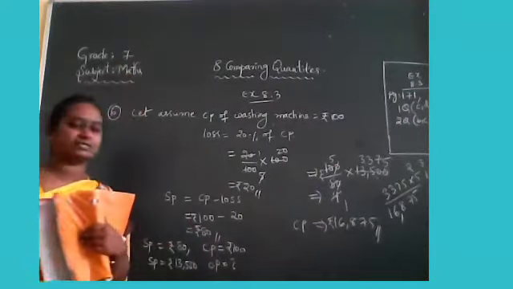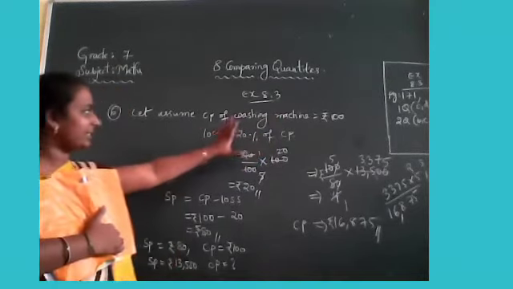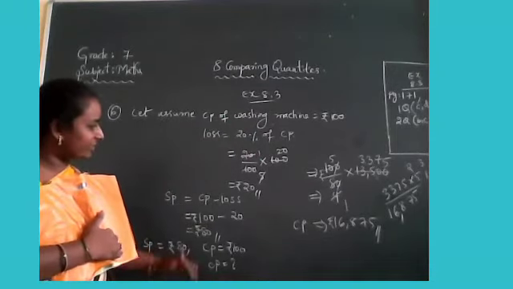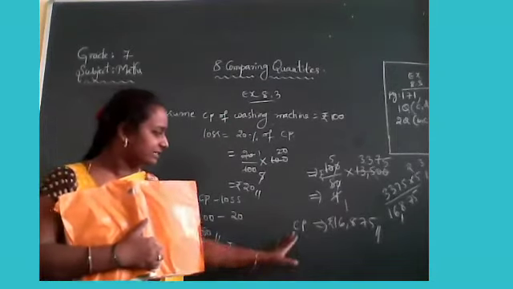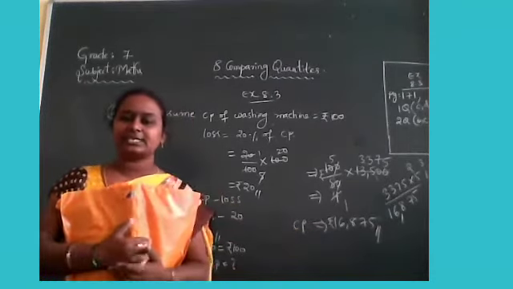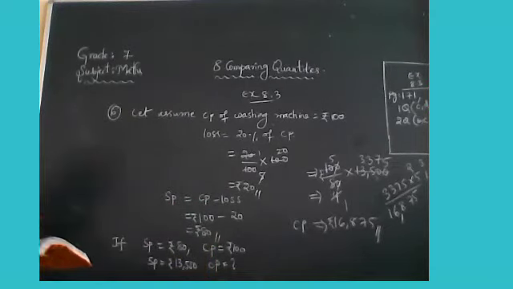Sometimes the cost price will not be mentioned. At that time, you have to consider it as 100. If the cost price is 100 rupees, then what is the loss on the cost price? Like this you have to find. Now tell me, what is the cost price of the washing machine? 16,875 rupees. Okay, right children. And the next one, see.